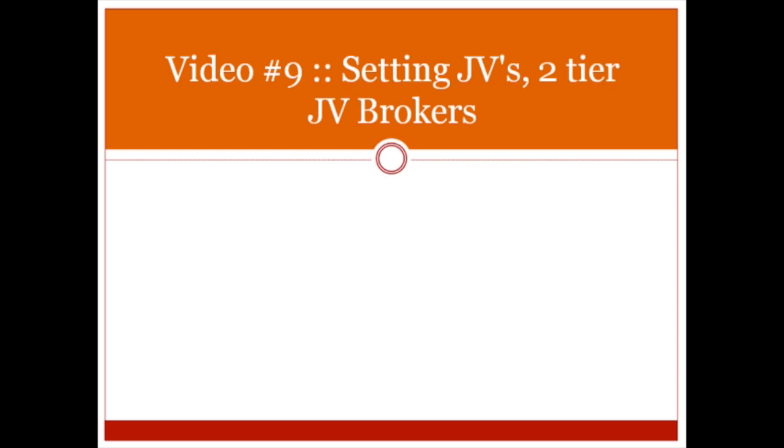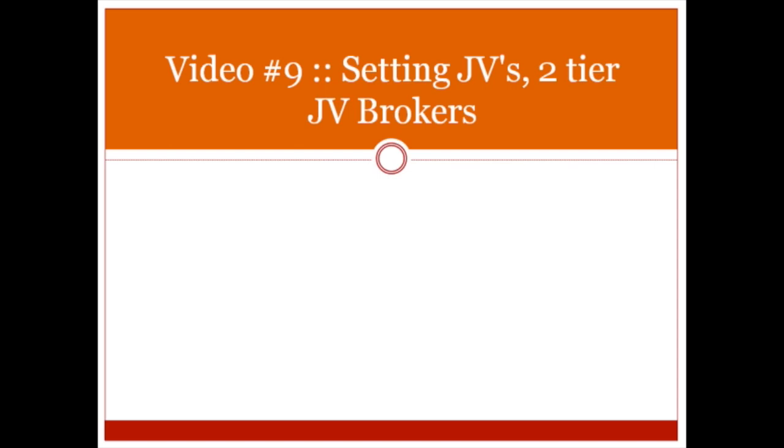In this specific video, you're going to learn how to set up JVs, two-tier JV brokers for profit sharing, so that you can ensure that, let's say for example, you have two other business partners and you want to set it up so that every time somebody purchases your product, they are paid at the point of sale.